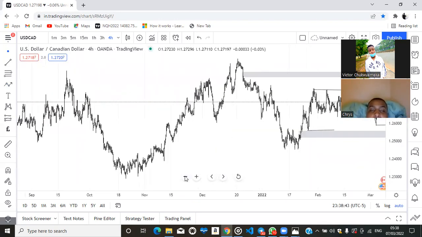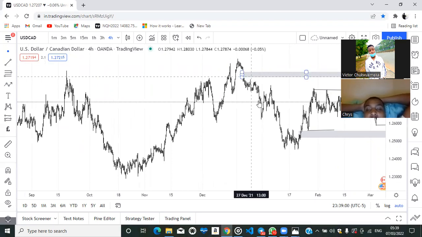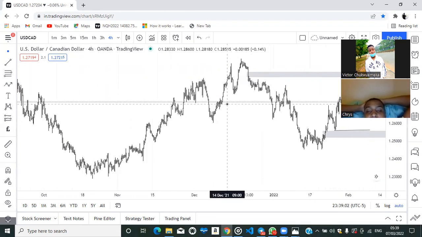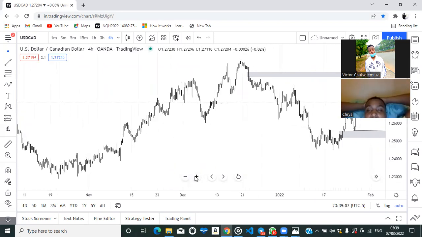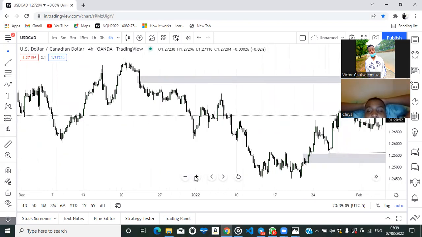Hey, bro, there's a void right there. Isn't there a liquidity void right there, right? Oh, that's a fair value gap. Yes, it's a void and a fair value gap, but the void isn't filled. It's just the fair value gap that is filled.